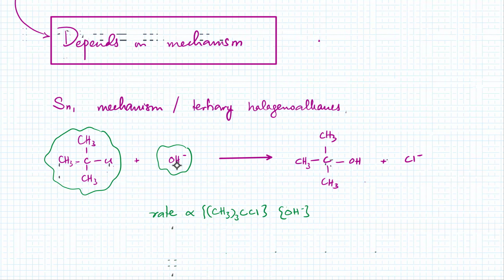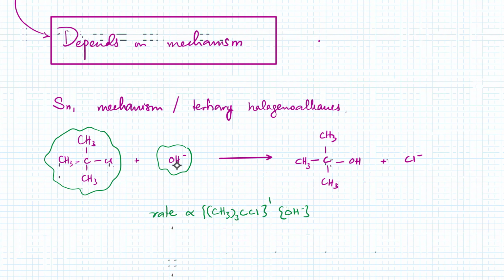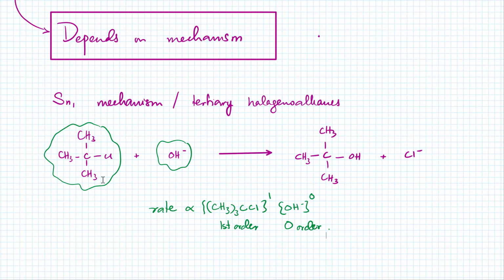But in reality, the rate of reaction is only dependent on the concentration of the halogenoalkane, and zero means it's not dependent on it, right? So it's first order with respect to the halogenoalkane, and it's zero order with respect to OH ions. That means no matter how much I increase the concentration of OH ions, the rate of the reaction simply does not increase. So why is that?